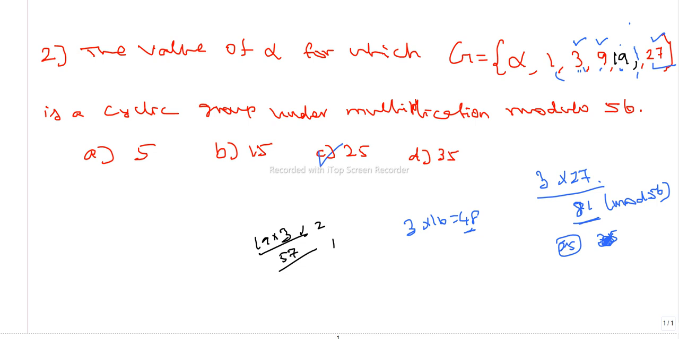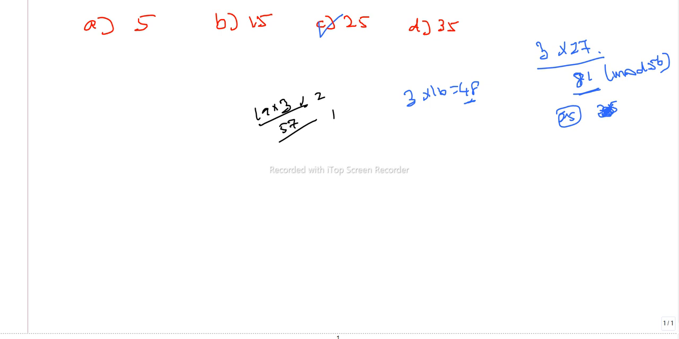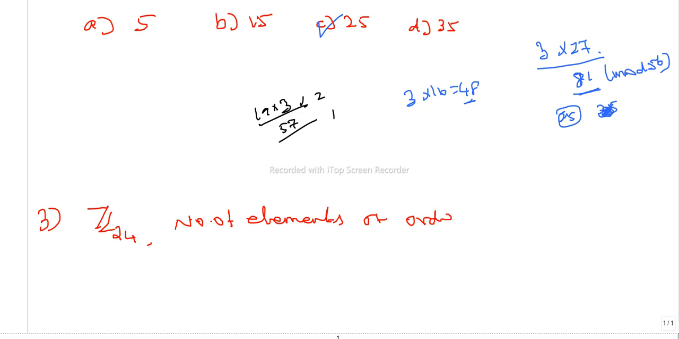Okay. So next problem. The number of elements of order 8 in Z24, integer modulo 24, okay. The number of elements of order 8 in the group Z24 is, so it's trivial.